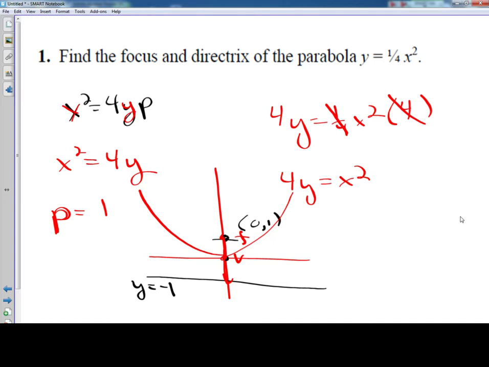Wait, so is x squared equals 4yp the formula or something? Actually, it's 4py, but I wrote it the other way. It doesn't matter. It's commutative, right? So the formula you actually want to be using is 4py. Yeah, that's the formula for the parabola, where p is simply the distance from the vertex to the focus. And that's it.